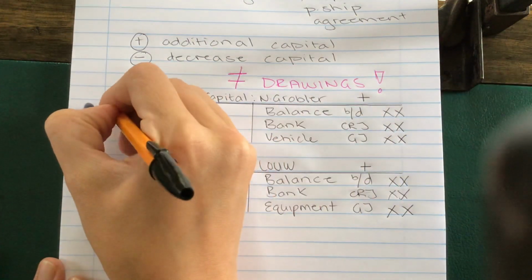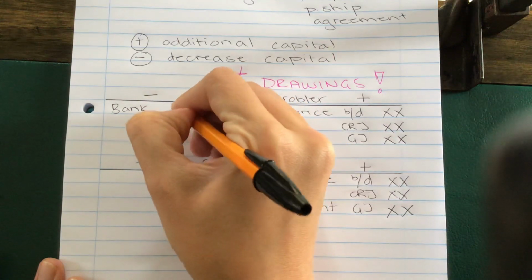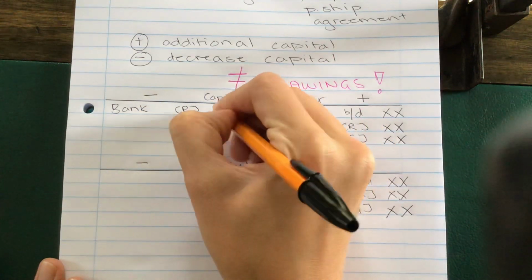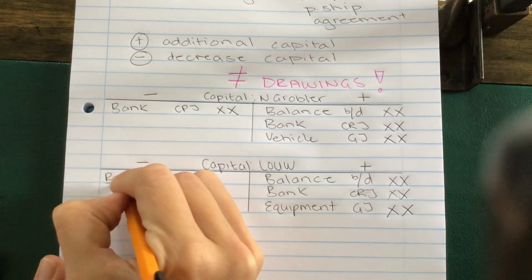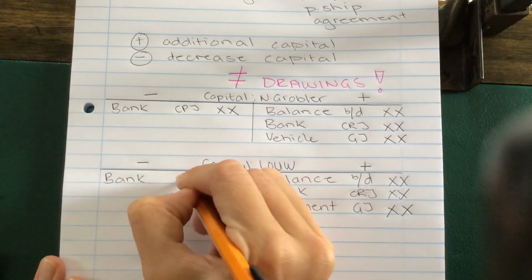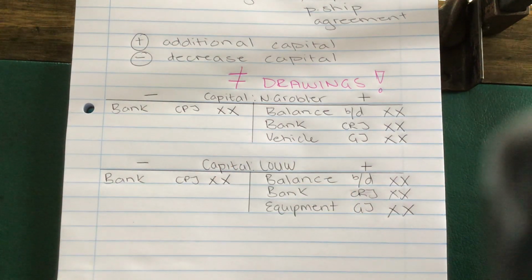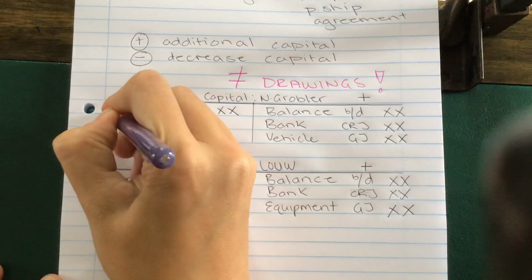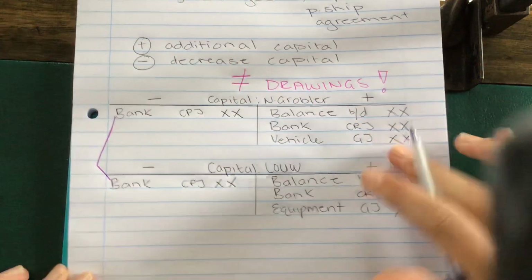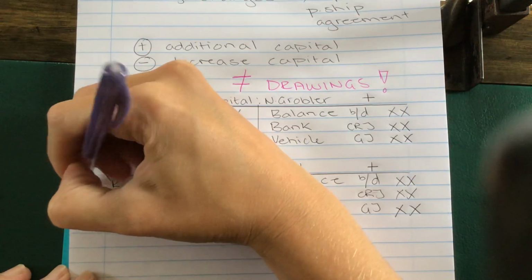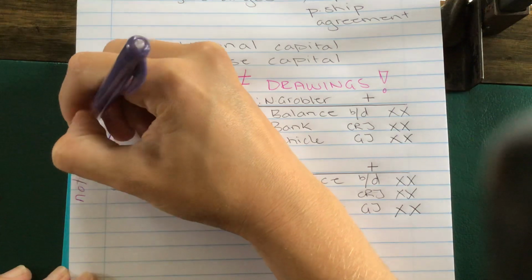So here we've got, if they were taking out money, bank CPJ, because our bank will be decreasing. And same with the other partner, bank CPJ. There. Okay, and then let's just make a note again, just so you guys don't forget, because this is how we trick you. Okay, this is not drawings. It's just a capital withdrawal.